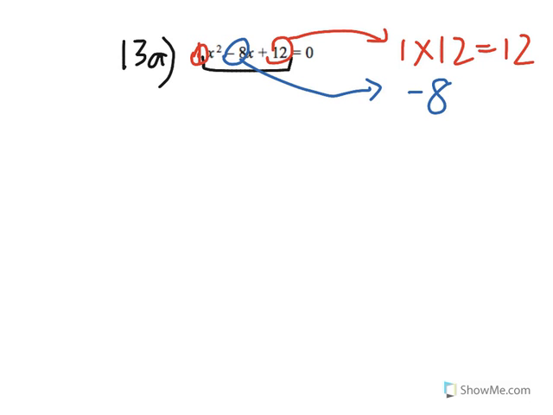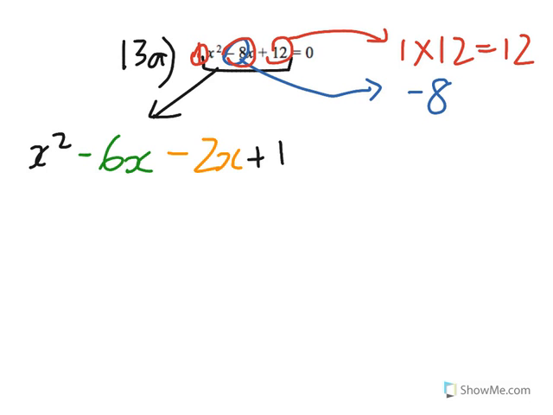So what you're going to do with those two numbers is take this quadratic equation. I'm going to start here. So you're going to get x squared, and you're going to split this into minus 6x and minus 2x, those two numbers which you found out. So minus 6x minus 2x plus 12.